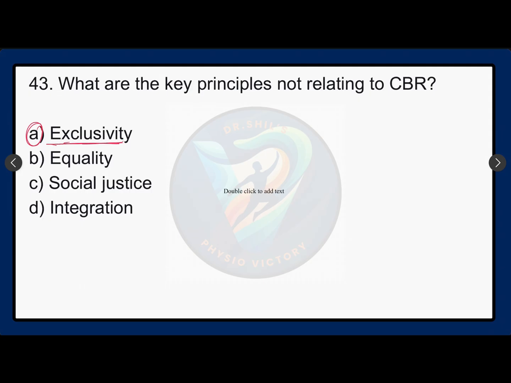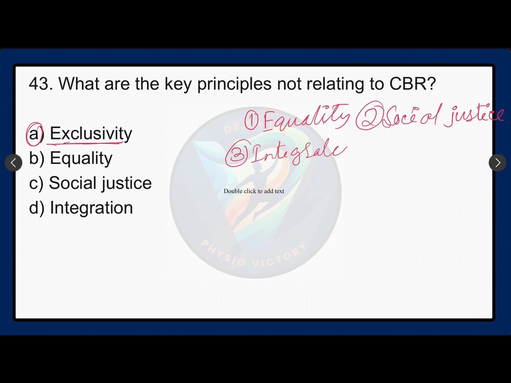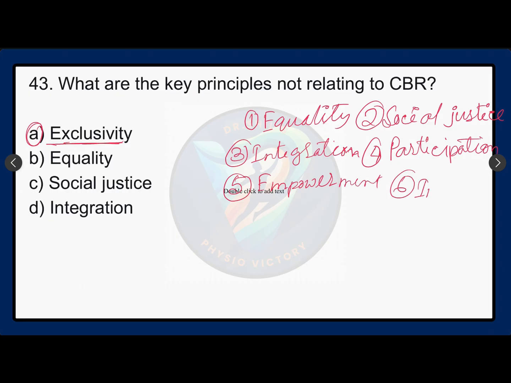Community based rehab principles basically include this one, equality, two, social justice, three, integration, four, participation, five, empowerment, and six, inclusion. These are the main principles of CBR.